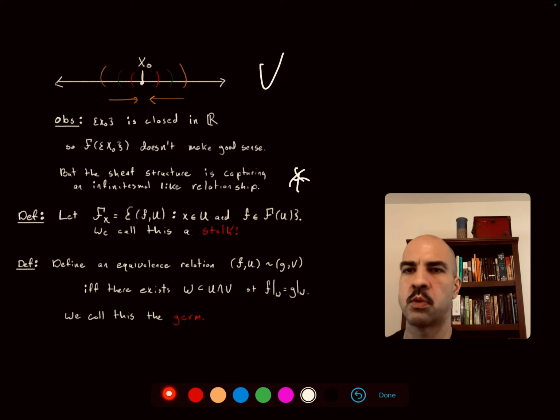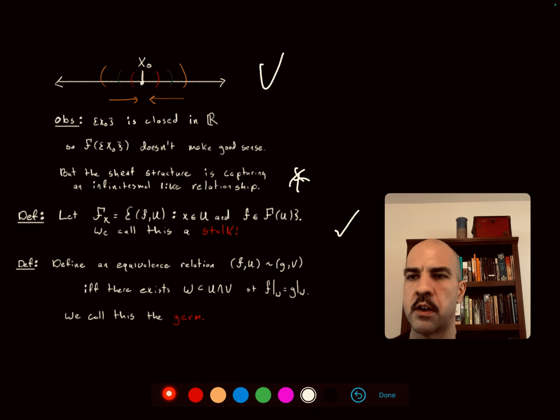So what we're going to do is look at this F subscript x. Because we can't actually look at the point itself, what we can do is form all the open sets around the point and write F subscript x to be the set of tuples of f and open sets u, such that x is contained in u, and the section f is contained in the functor applied to that open set u. And we're going to call this a stalk.